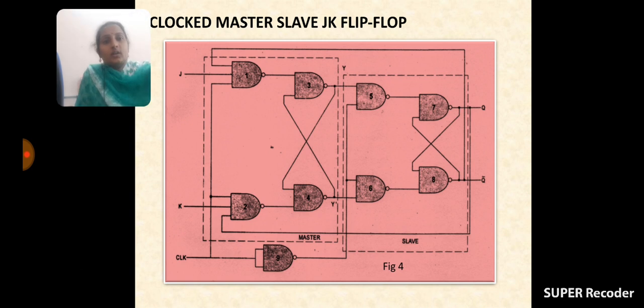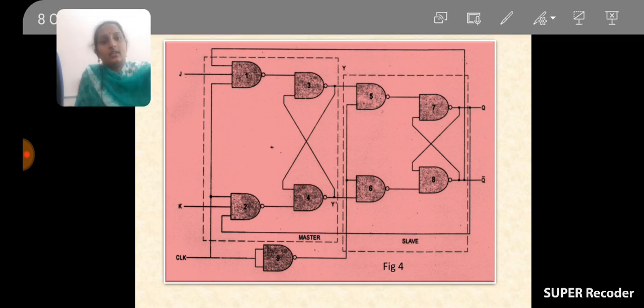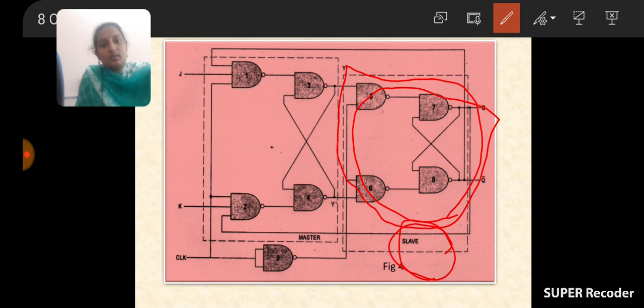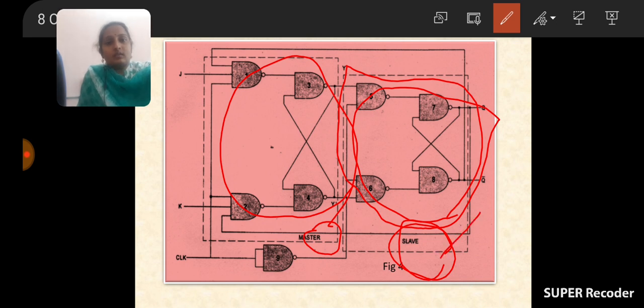So here how many NAND gates are used? 9 NAND gates are used. 4 NAND gates are used to design the slave, and the first 4 NAND gates are used to design the master. 1, 2, 3, 4 and 5, 6, 7, 8 work for the slave, and the 9th gate acts like an inverter. It will invert the clock pulse for the slave.